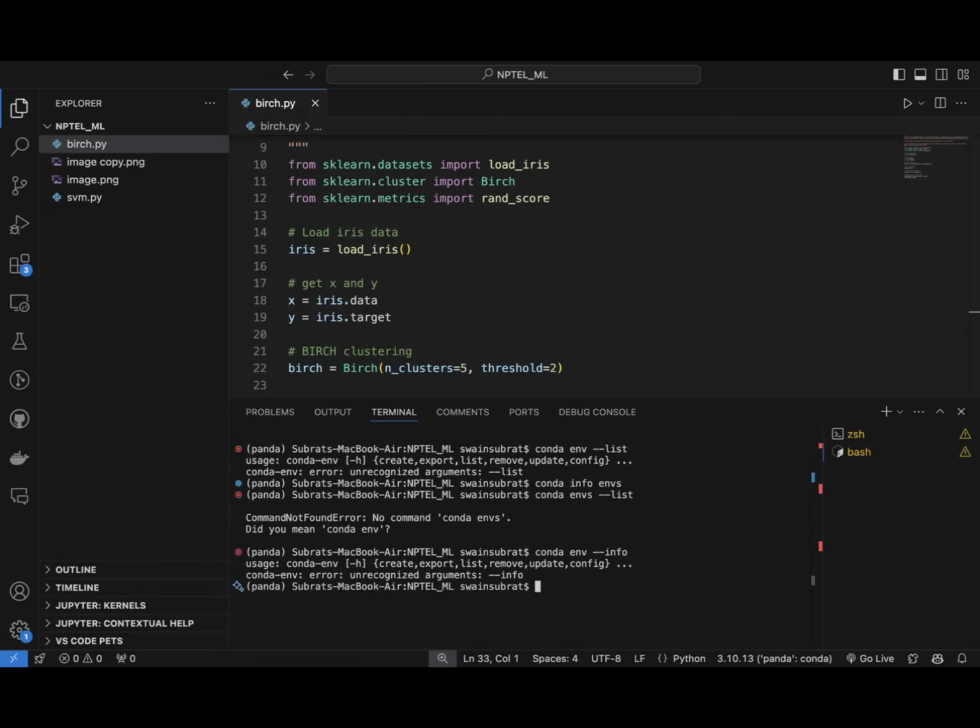But for me, it created only two clusters. Is that correct, or should it create 5 clusters?